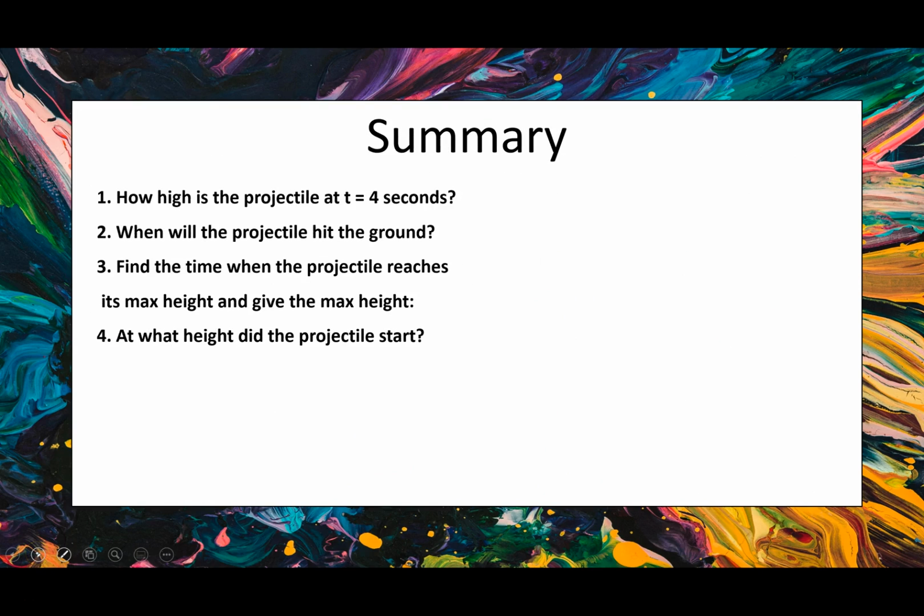Here's the summary. How would you figure out how high the projectile is at t equals 4 seconds? There's no equation, so this is just me generalizing what you do on these types of problems. In this particular case, you're just going to plug t equals 4 into the equation, and that just solves you for h. When will the projectile hit the ground? You are looking for this point right here, and remember it is going to be time, comma, height. So you are looking for this x coordinate right here.